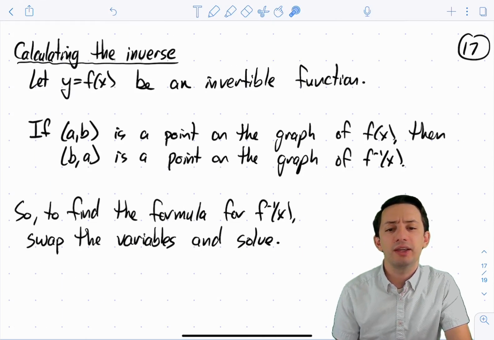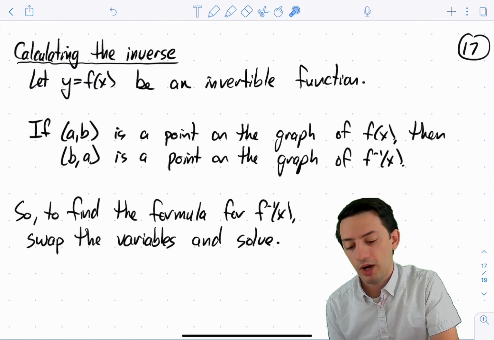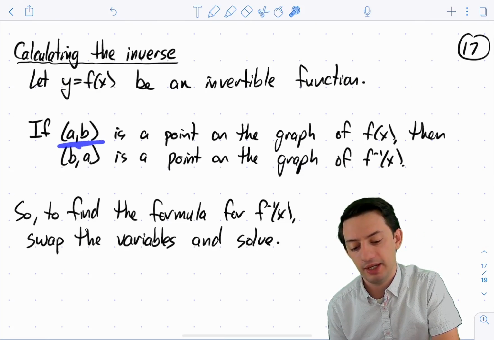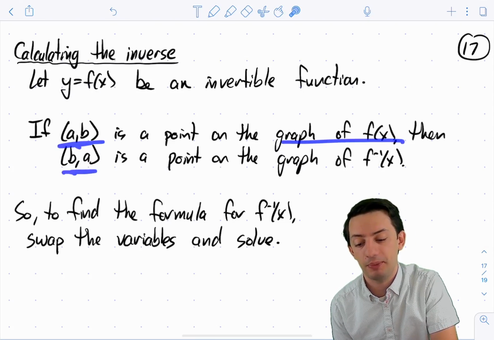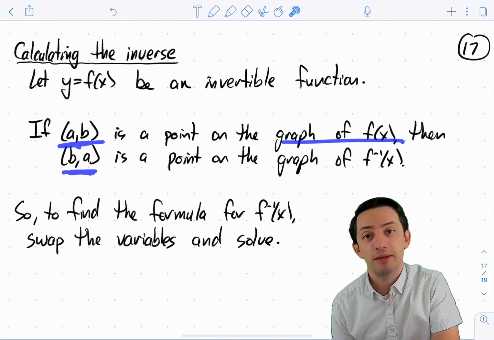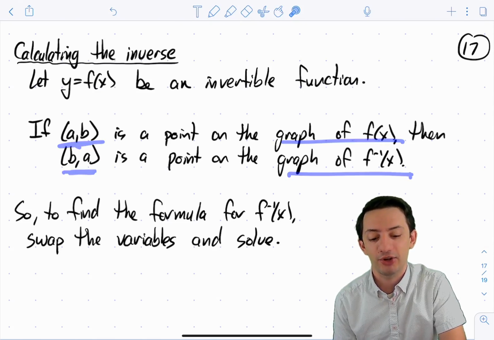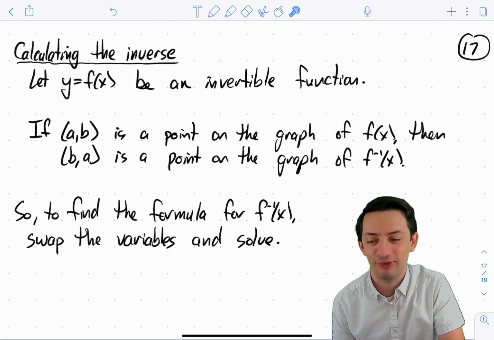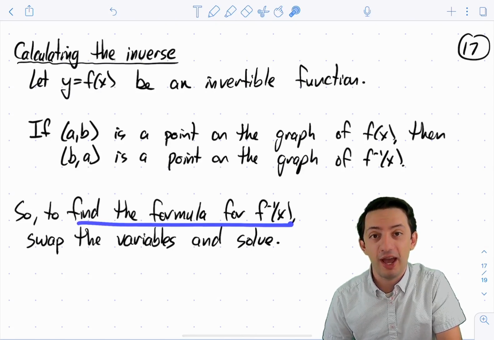Now, how do you calculate the inverse of a function? Well, if a comma b is a point on the graph of f of x, then the whole point of the inverse is that if I swap the x and y values, then b comma a must be a point on the graph of f inverse. That's a mouthful. So what this tells me is that if I want to find a formula for f inverse of x, what I can do is swap the variables and try to solve.